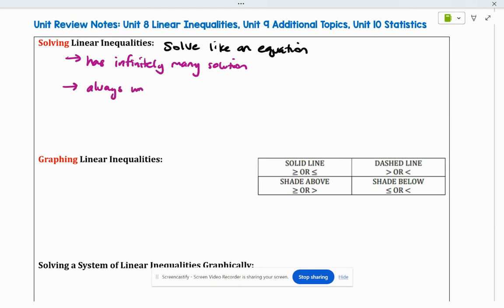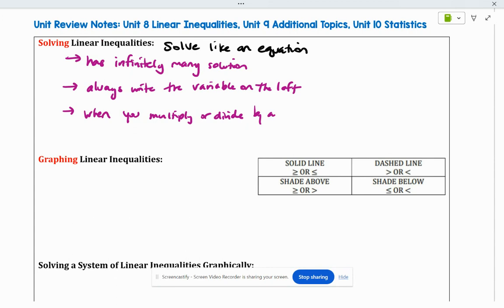Always write the variable on the left, and when you multiply or divide, why do we say multiply or divide? I feel like we've only ever hammered home division because division is multiplication by a fraction. So when you multiply or divide by a negative number, you flip the sign.